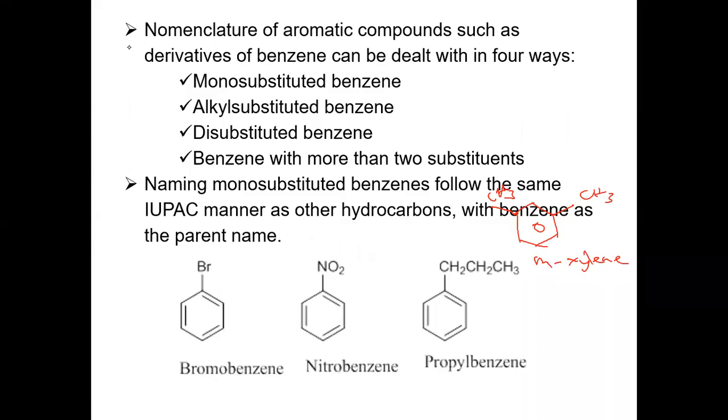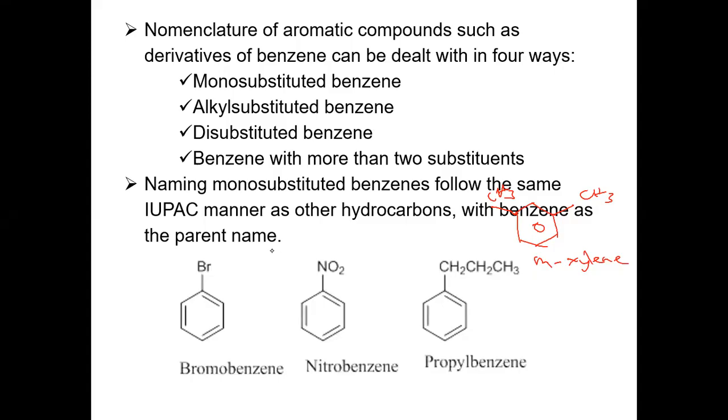Good. So nomenclature of aromatic compounds such as derivatives of benzene can be dealt with in 4 different ways. Now we can deal with monosubstituted benzenes, which are the simplest actually, if you ask me. Monosubstituted benzene, then we can talk about alkyl substituted benzenes. And talk about disubstituted benzene, and we can talk about benzenes with more than 2 substituents. Right, so the immediate examples down here are monosubstituted benzene.